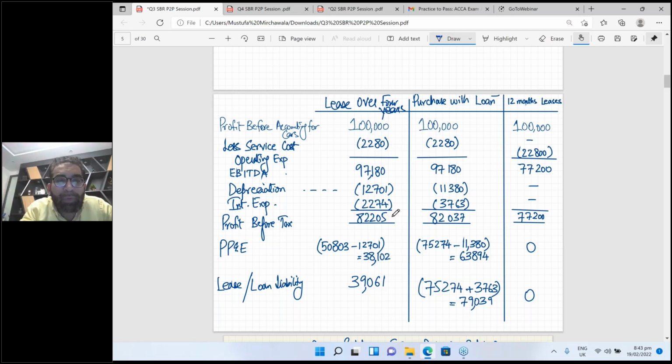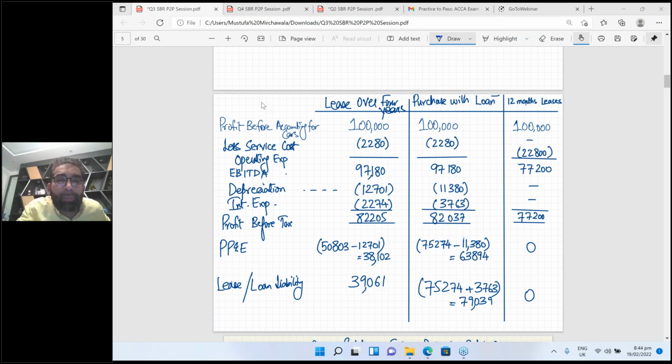Listen, profit before accounting. Only see the first column. Don't look at the second, third column. Leave it. Profit before accounting for these things. Before accounting for the car is 100,000. Now, first of all, I have deducted the annual service charge cost, which we just calculated was 2280.